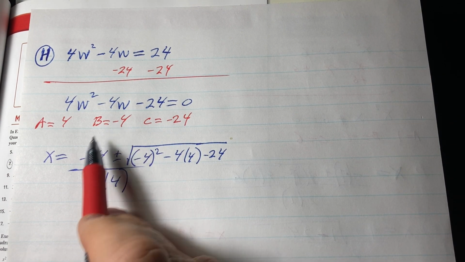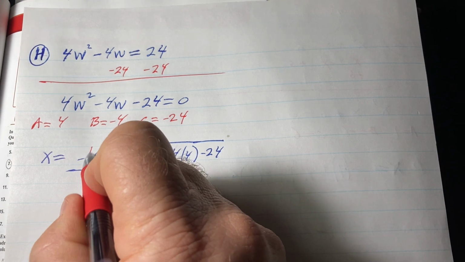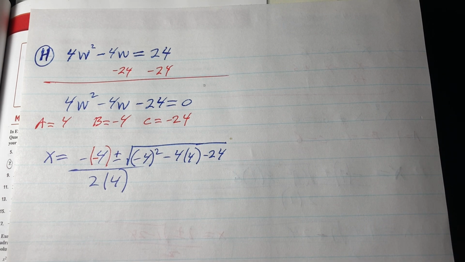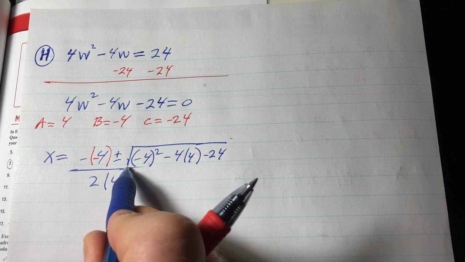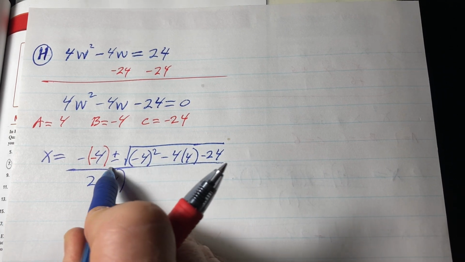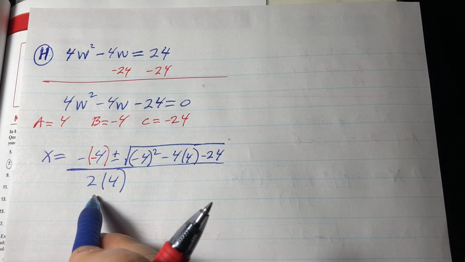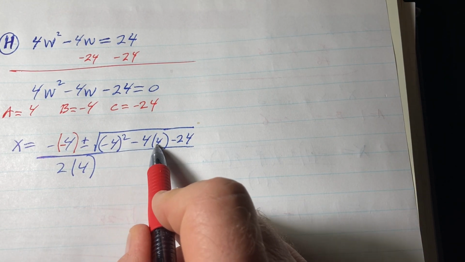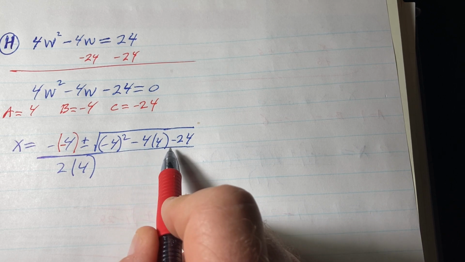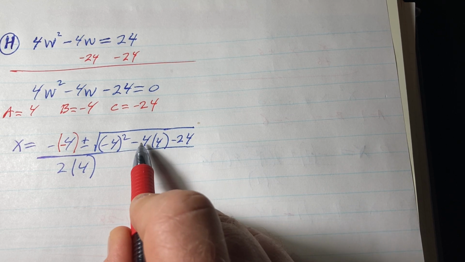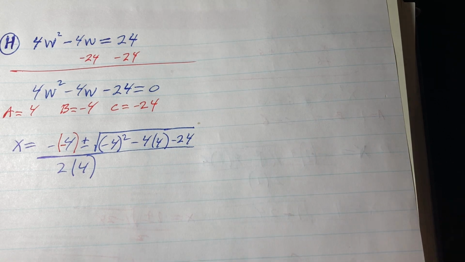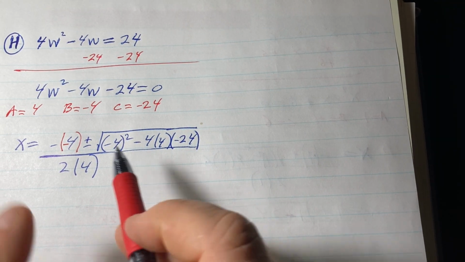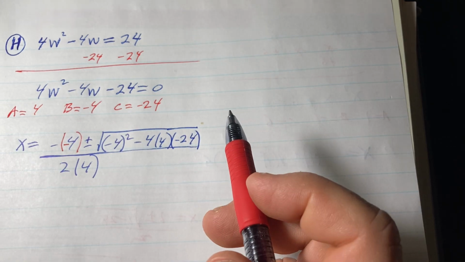Okay, first one, negative b. Negative b is actually negative 4. That's the first error. Another error, make sure this goes all the way across, all over 2a. That's the next error. Here's another common one. Right here, it's b squared minus 4ac. It's minus 4 times a times c. This looks like it's negative 4 times 4 minus 24, and that's not what we want. It's times a negative 24. Make sure you have parentheses there.